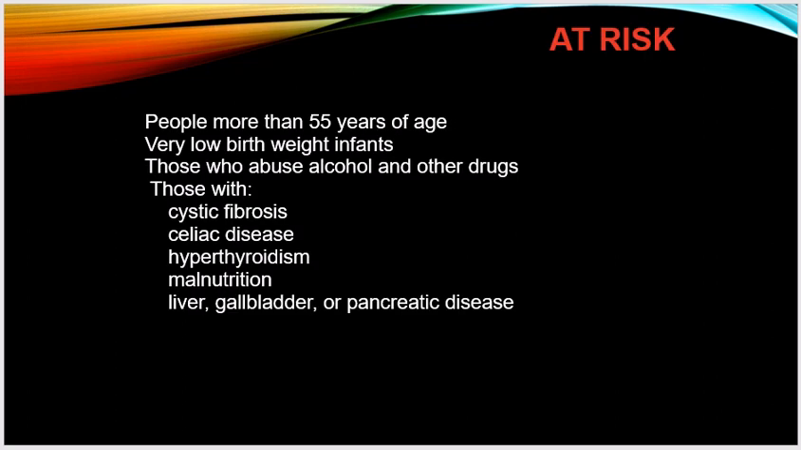So we will discuss the patients who are at risk. Persons more than 55 years of age, and babies or infants with low birth weight. Those who abuse alcohol and other drugs are at risk, and patients suffering from cystic fibrosis, celiac disease, hyperthyroidism, malnutrition, and diseases of the liver, gallbladder, or pancreas. So these patients are at high risk.